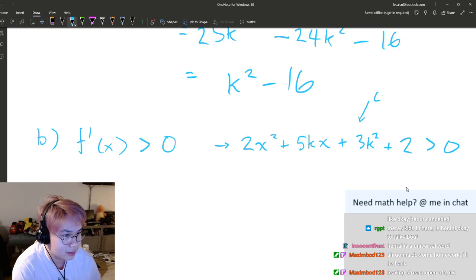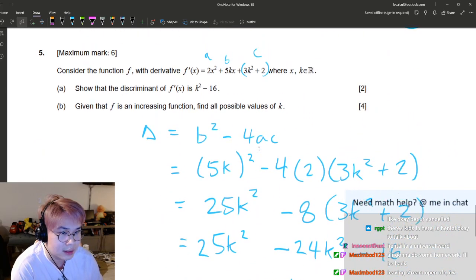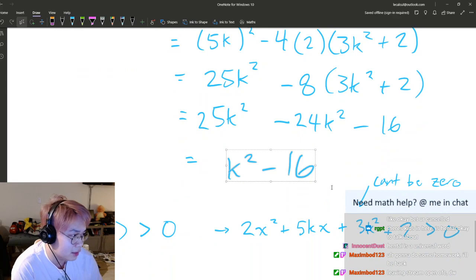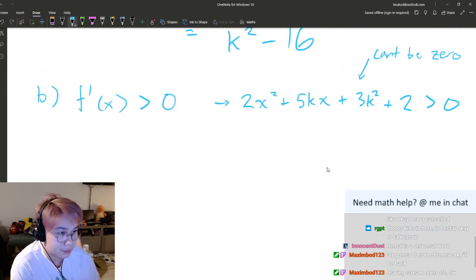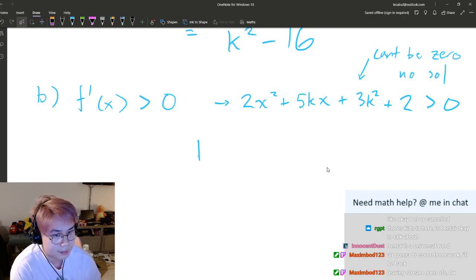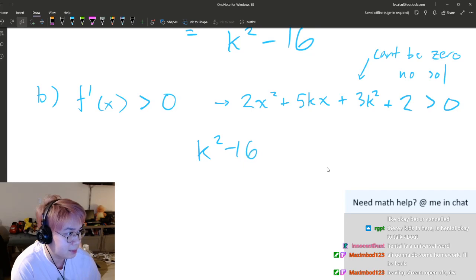So, it can't be zero. So if you think about that, that means that it can't have any solutions. So, the discriminant here has to be negative. So it can't be zero. So no solutions. In other words, your discriminant has to be negative.